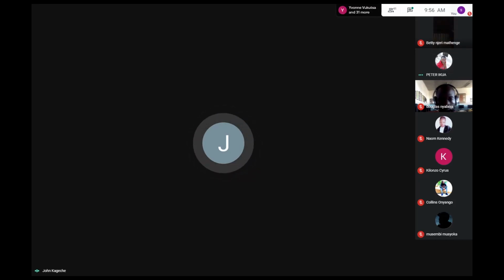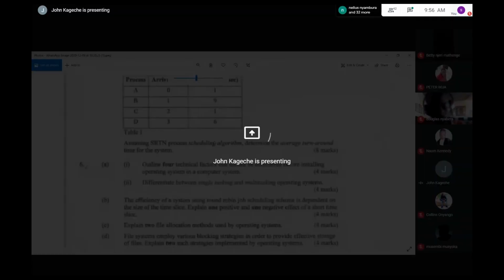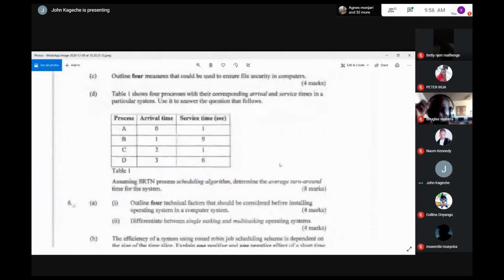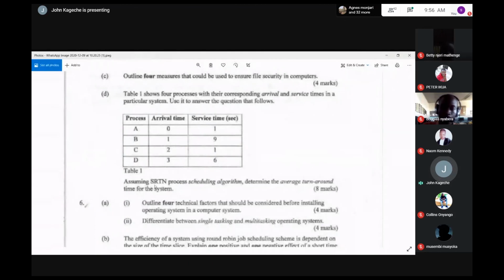Let me see whether I'm able to share this. Now this is a process. The table below shows the corresponding arrival and service time for a particular system. Use it to answer the question that follows. Assuming that you are using the shortest remaining time next, SRTN stands for shortest remaining time next process scheduling algorithm, determine the average turnaround time for the system. We've not handled this, but I think we should be able to do that.